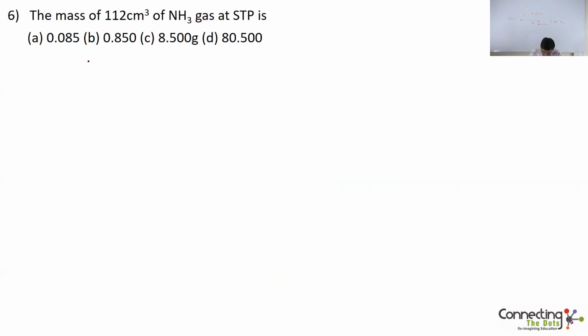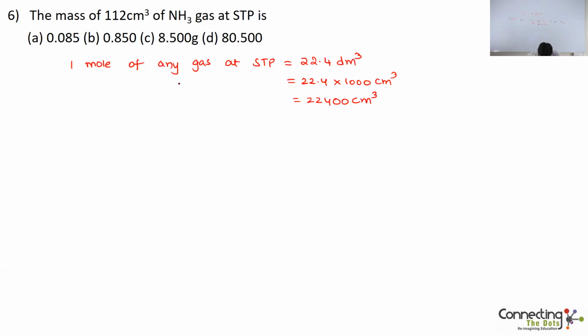So we should know that 1 mole of any gas at STP will occupy 22.4 dm³, or you can say liters, because 1 dm³ is nothing but 1 liter. So if you want to convert this into cm³, it is equivalent to 22.4 multiplied by 1000, so it will be 22400 cm³. So 1 mole of any gas at STP will occupy this much volume.